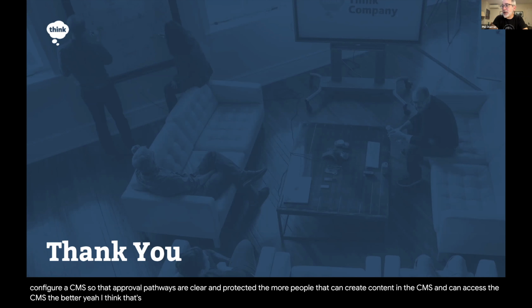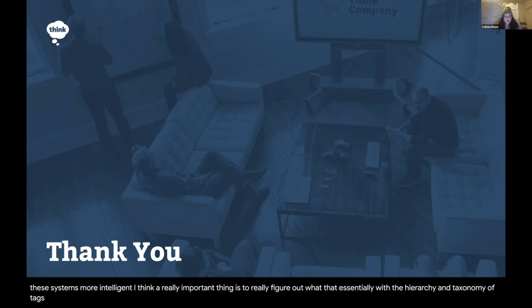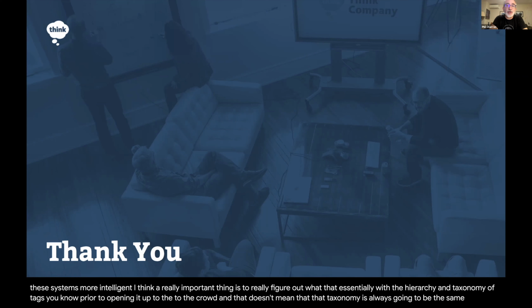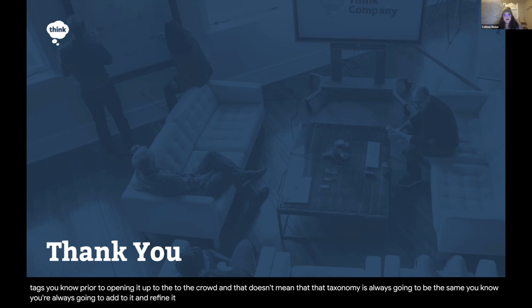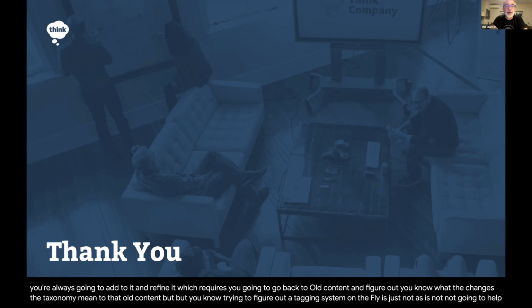Yeah, I think that's a really good point. On the tagging side of this, which helps make these systems more intelligent, a really important thing is to figure out what the hierarchy and taxonomy of tags are prior to opening it up to the crowd. That doesn't mean that taxonomy is always going to be the same. You're always going to add to it or refine it, which requires you again to go back to old content and figure out what the changes to the taxonomy mean to that old content. But trying to figure out a tagging system on the fly is just not going to help you at all.